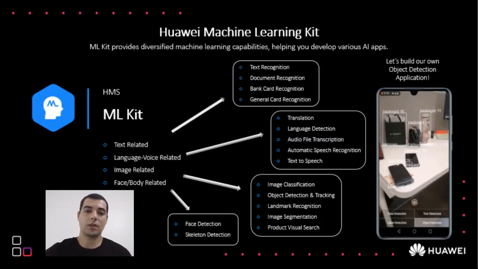Today, we are going to build an example of object detection and tracking in Kotlin on Android Studio. We are going to detect objects in a camera stream, draw rectangles around the objects, and write their types. We are going to build our application step by step from scratch. So let's begin.